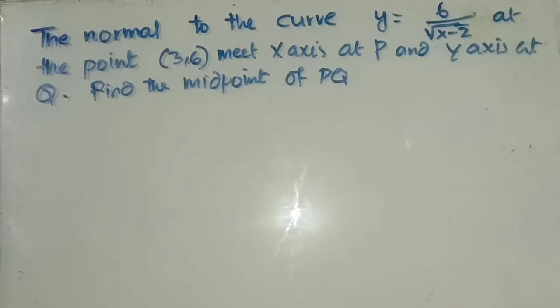When we analyze the question, we understand there is a curve y is equal to 6 divided by under the root x minus 2. It has a normal at the point 3, 6. When we extend the normal, it meets x-axis at a point and y-axis at another point. So it meets x-axis at P and y-axis at Q. We have to find the midpoint of PQ. That is the question. So let's make the corresponding figure of this question.